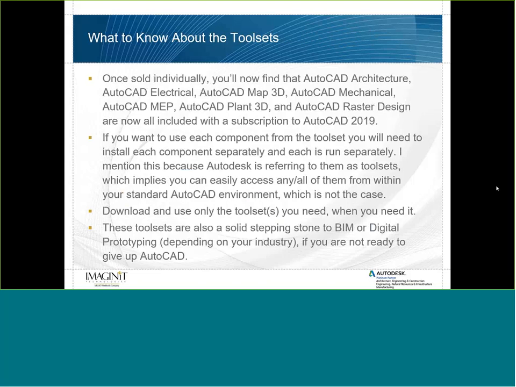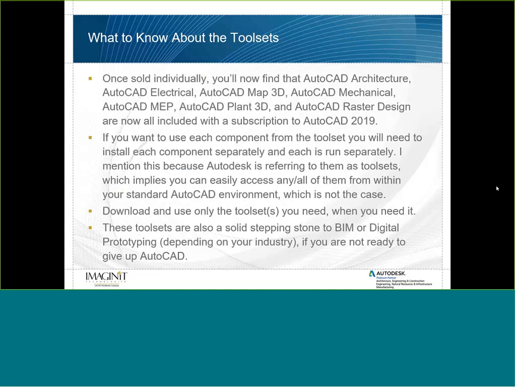So what to know about the tool sets? Once sold individually, you'll now find that AutoCAD Architecture, AutoCAD Electrical, Map 3D, AutoCAD Mechanical, MEP, which is mechanical, electrical, and piping for buildings, Plant 3D, and Raster Design are now all included with a single subscription to the AutoCAD 2019, including specialized tool sets.